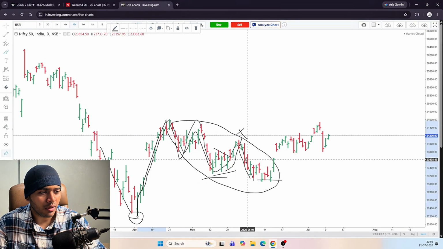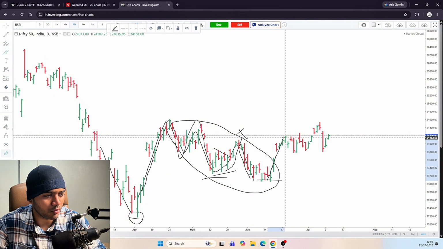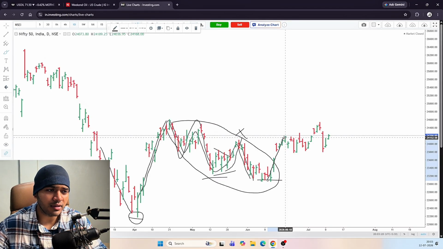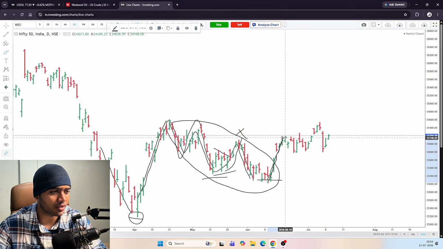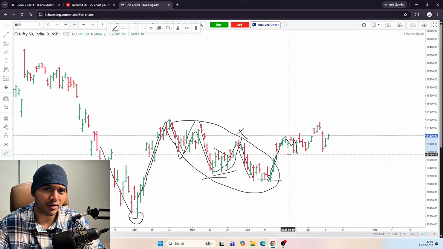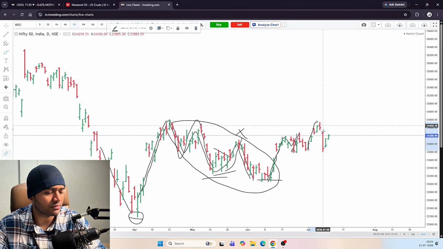Now after the completion of this correction, we traded this entire move from 23,000 to 24,000. It's a very simple assumption that after we do an impulsive move, there is a small correction. We did that correction, and all the opportunities after that would be on the long side, in the direction of the impulsive move. So we got this opportunity, and I personally traded this opportunity and this opportunity as well.